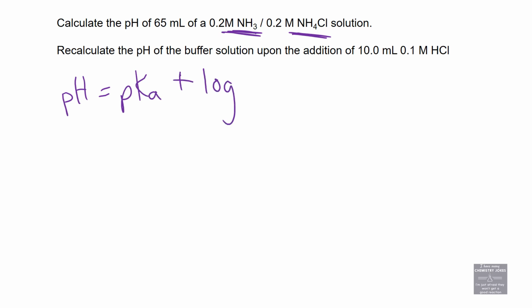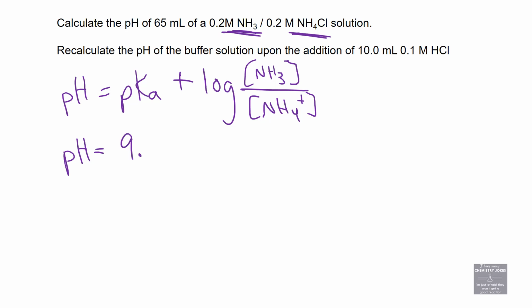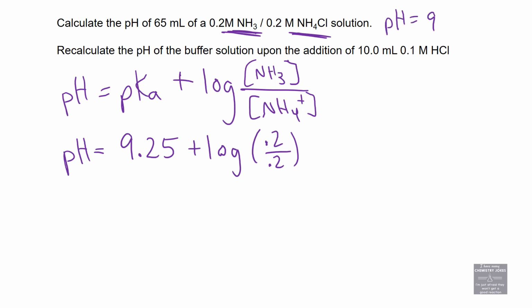Plus log of base over acid. In this buffer system, that's NH3 over NH4 plus. Okay. pH, handy-dandy chart, tells me the pKa of this system is 9.25 plus the log of 0.2 over 0.2, so that's really plus the log of 1, which is really 0. So pH of the buffer system in the beginning is 9.25 because it's equal to the pKa.